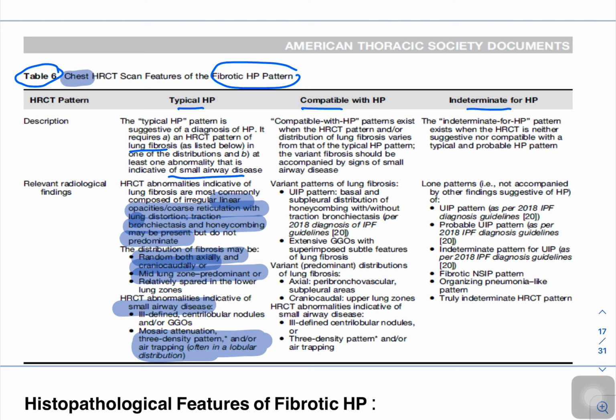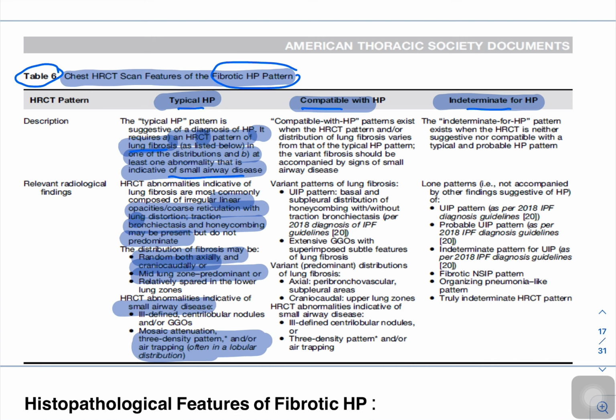So on chest HRCT scan, features of fibrotic HP pattern are the same as those of non-fibrotic. They divide into typical, compatible, and indeterminate for HP. We'll focus on typical. A typical HP pattern is suggestive of a diagnosis of HP and it requires an HRCT pattern of lung fibrosis, in one of the distributions, with at least one abnormality that is indicative of small airway disease.